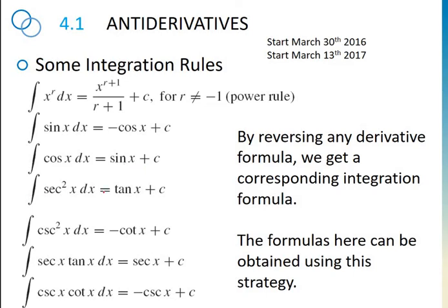The integral of secant squared x dx is tangent of x plus c, and the integral of cosecant squared x dx is going to be minus cotangent x plus c. The integral of secant x tangent x dx is equal to secant x plus c, and the integral of cosecant x cotangent x dx is equal to minus cosecant x plus c. Now you all know these.